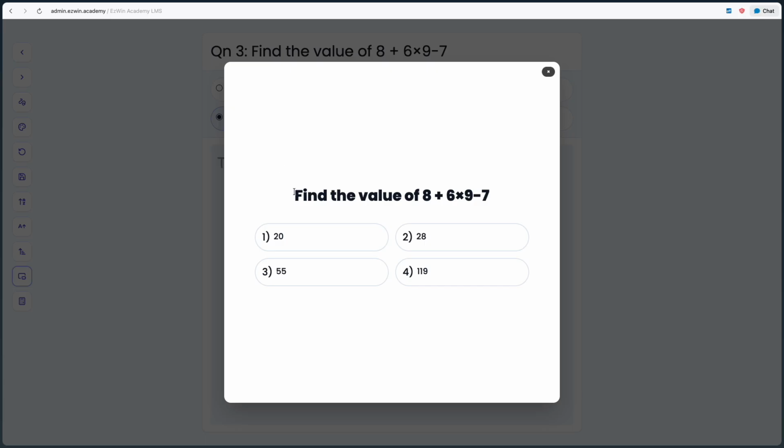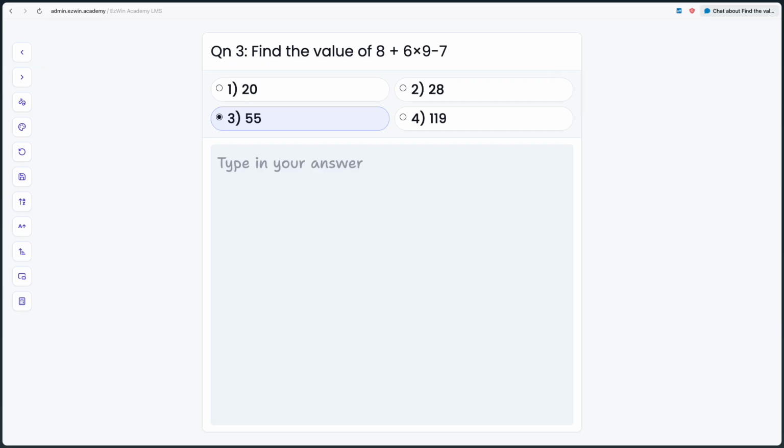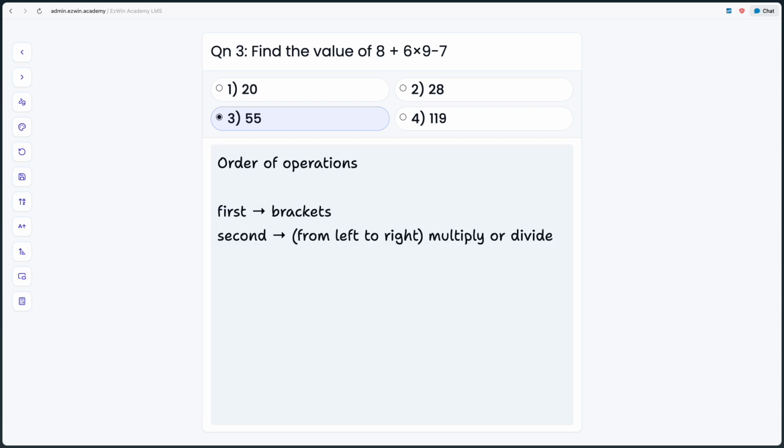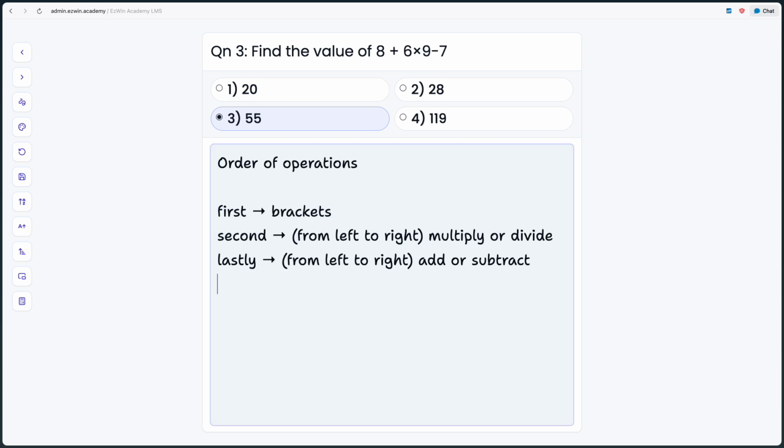Question number 3, find the value of 8 plus 6 times 9 minus 7. This is what we call the order of operations. First, we need to do the things inside the brackets. If there are no brackets, then second is from left to right, we multiply or divide. And then lastly, from left to right, we add or subtract.